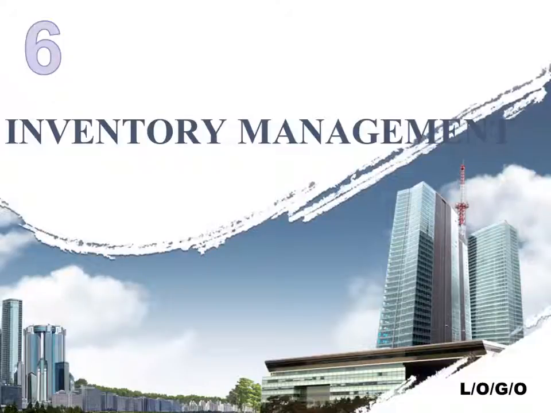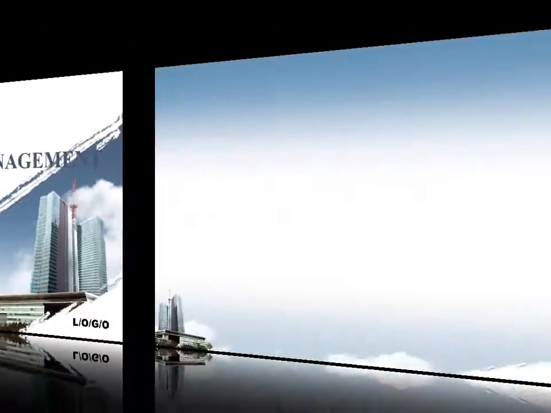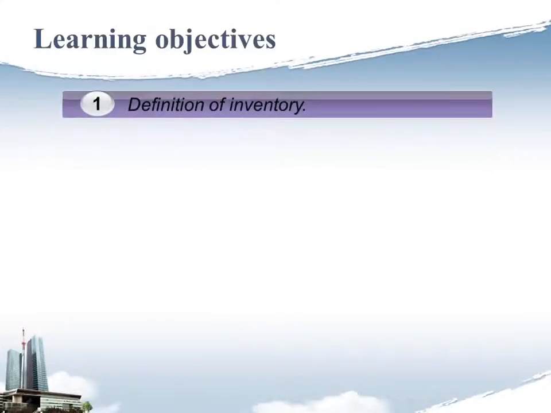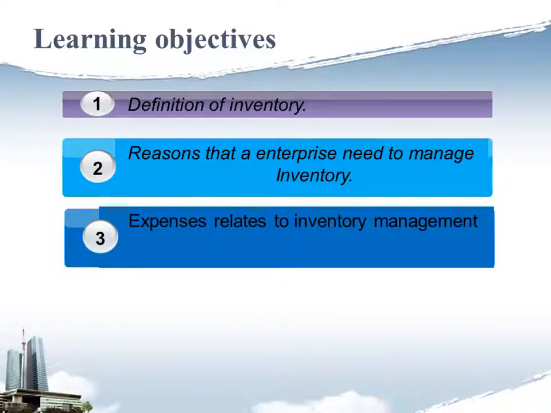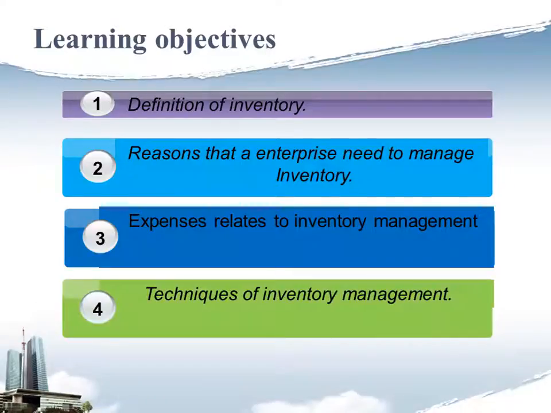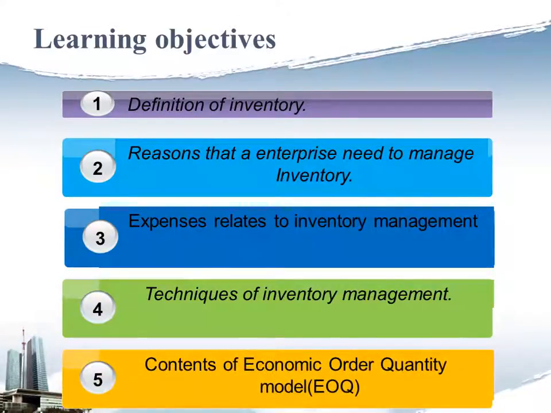6. Inventory management. The objective of this chapter includes 5 parts. First, definition of inventory. Second, reason that the enterprise needs to manage inventory. Thirdly, expenses related to inventory management. Fourth, techniques of inventory management. Fifth, contents of economic order quantity model (EOQ).